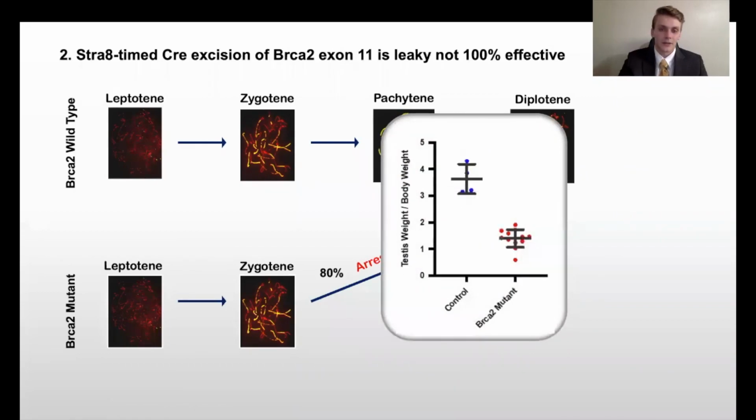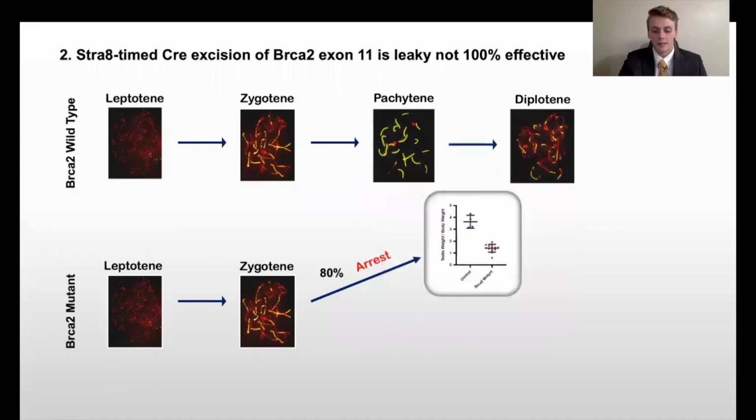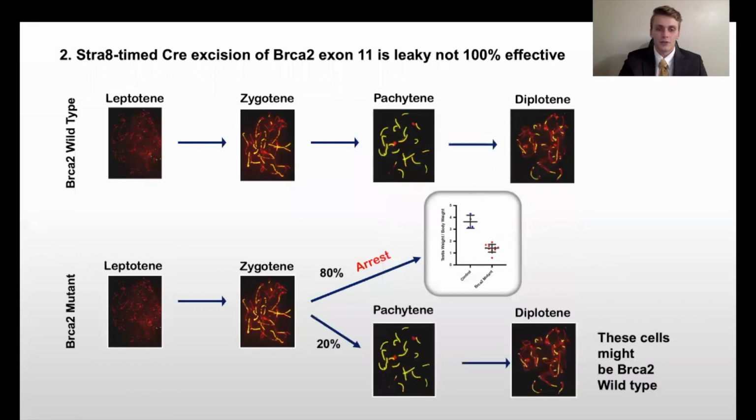I've inflated the graph so it's easier to visualize. Most cells do not survive beyond the zygotene stage. So we speculate that cells that do make it past the zygotene stage actually possess the wild-type BRCA2 because of the leaky Cre recombinase instead of the mutant BRCA2. This could be why no defects were detected in crossover regulation.